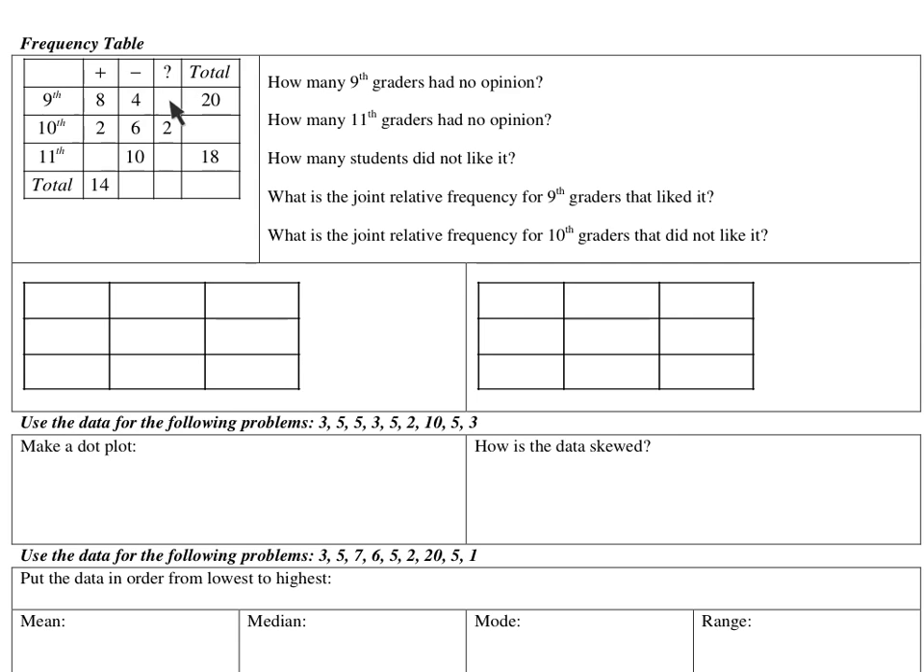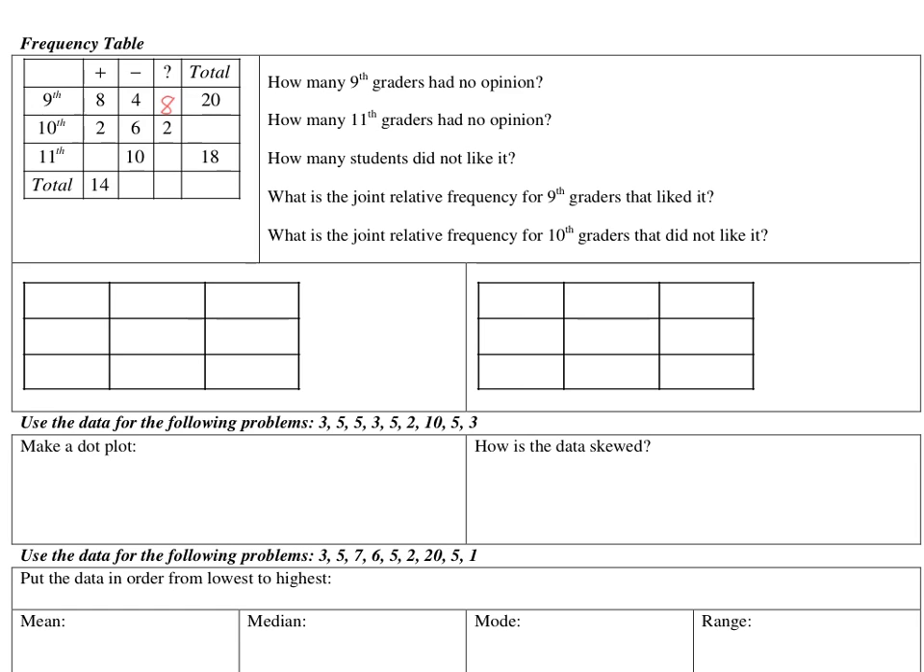All right, so how do we find out this blank spot? Well, do you understand what this 20 means? That 20 right there means that all of these add up to 20. So could you figure what that would be? If 8, 4, and something equals 20, could you figure that out? Hopefully so, because 8 plus 4 is 12, and 12 plus what is 20? So hopefully you can see that would be 8 people have no opinion. 8 of the ninth graders have no opinion on this thing.